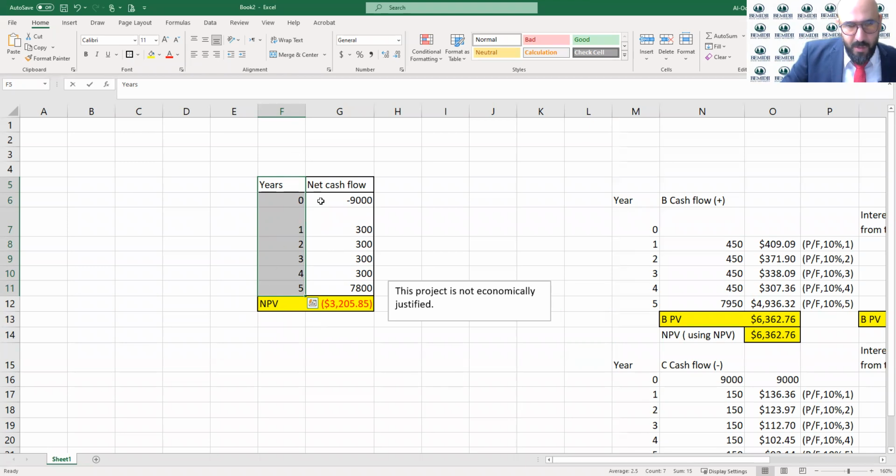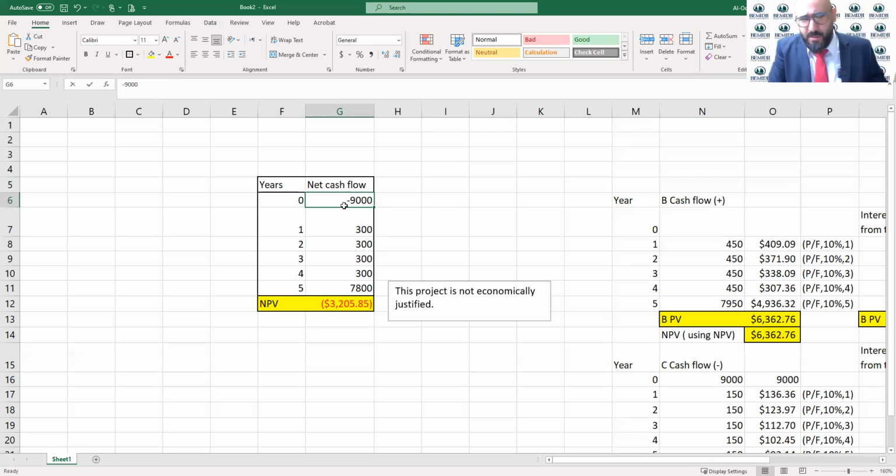The first column is for the years. The second column is for the net cash flow. And in that column, the net cash flow, we registered the net transaction. What is the net cash after we subtract the cost from the benefit? So on year 0, this is the starting year. We purchased the machine. That would be $9,000. And as you see, this is a negative $9,000.